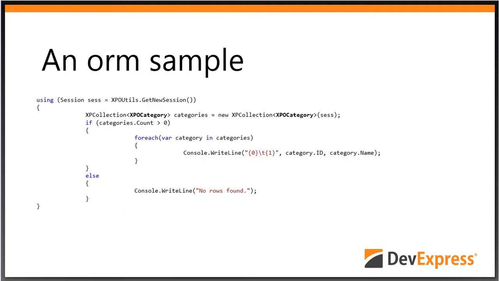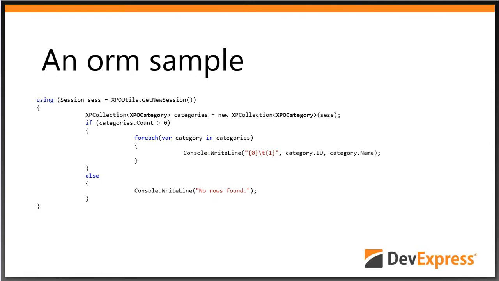That will be looking slightly different. As you can see, there is no SQL involved whatsoever, but I am using C# classes and C# objects. I will get an XP collection of XPO category objects. The XP collection is a class which is implemented in Persistent Objects, and the XPO category is a class similar to what we will be creating in the ORM modeling tool.